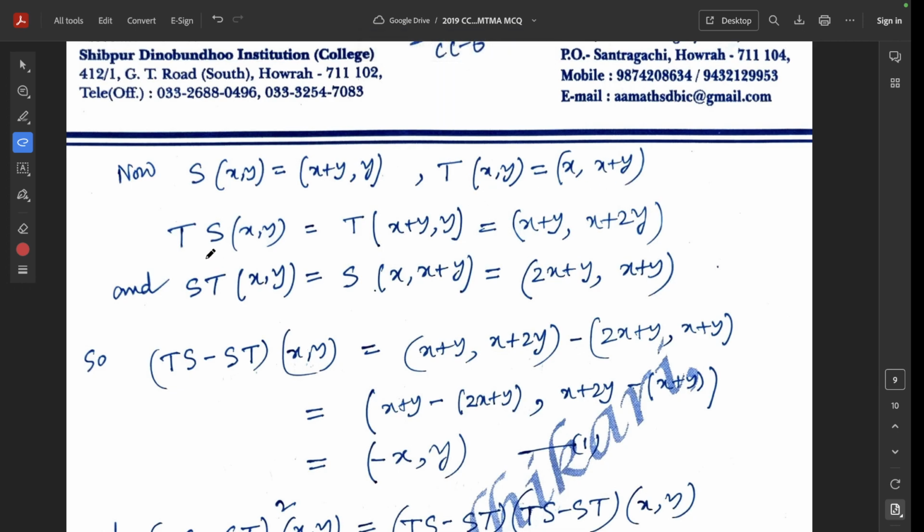Here S is this, T is this. Then TS equals T of S(x, y), which is (x + y, y), and T is this, so the first coordinate is unchanged and the second coordinate is the sum of the first and second coordinates. And ST(x, y) equals S(x, x + y), which is (2x + y, x + y): the first coordinate is the addition of the two coordinates and the second coordinate is unchanged.